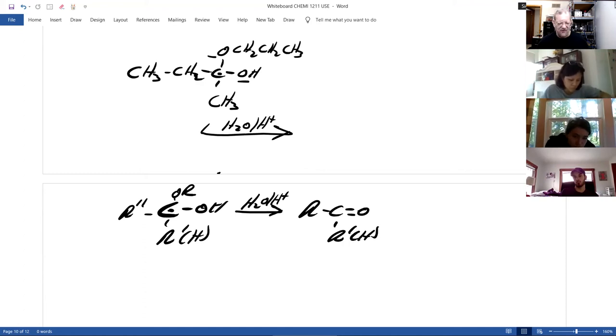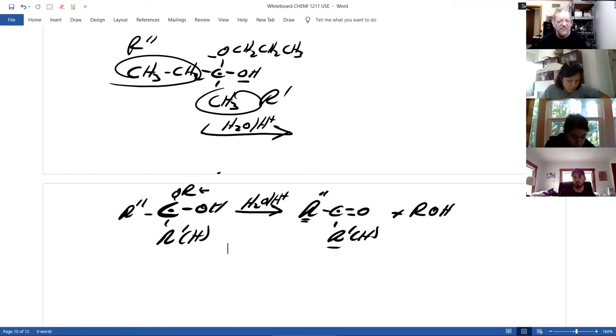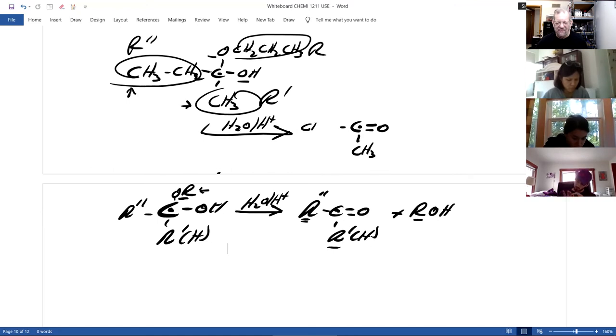Keep your eye on the carbon with two oxygens. That becomes the carbonyl carbon, which is still attached to what it was attached to. Then on the oxygen, the R group becomes an alcohol. So if I come up here, this is R prime, R double prime, and R. Remember, the carbon that this oxygen, an OR, is attached to is the same carbon that has the hydroxyl group, and that's important. So this carbon here becomes this carbon here, and once it becomes a carbonyl, what's attached to it is R prime, methyl, and R double prime, ethyl.